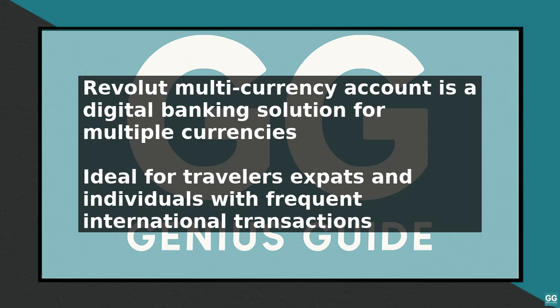To get started with a Revolut multi-currency account, you first need to download the Revolut app and sign up for an account. The process is straightforward and requires basic personal and identification information. Once your account is set up, you can add funds to it using a debit or credit card, or by transferring money from another bank account.